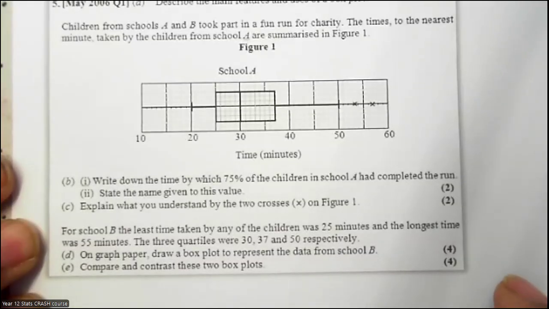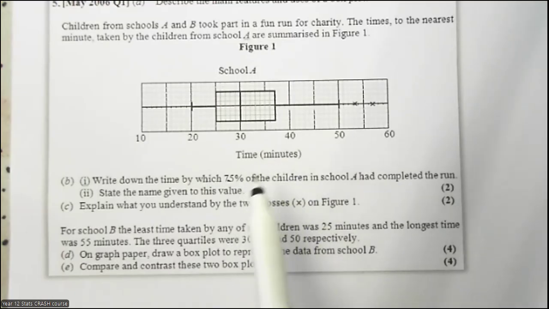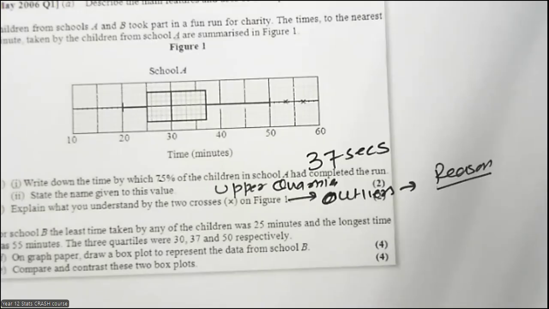And the next question is this: we have to find the times for 75%. We should know that Q3, the upper quartile, is the point below which 75% of the data lies, and Q1 is a point below which 25% of data lies. So guys, work these answers out. Let's see if you can match with mine. These are the answers, and the two crosses are the two outliers.